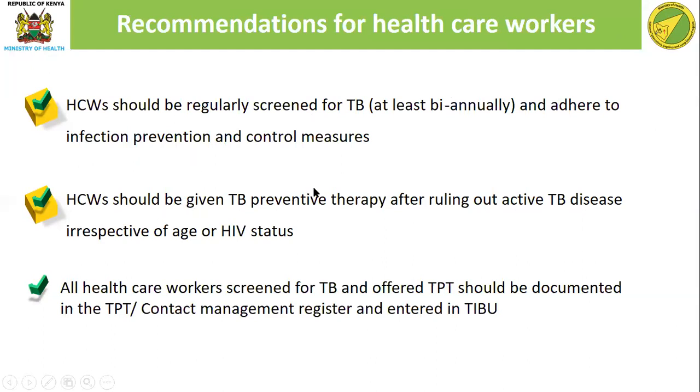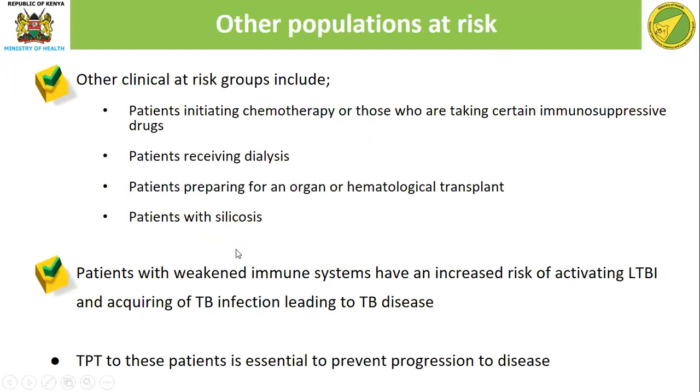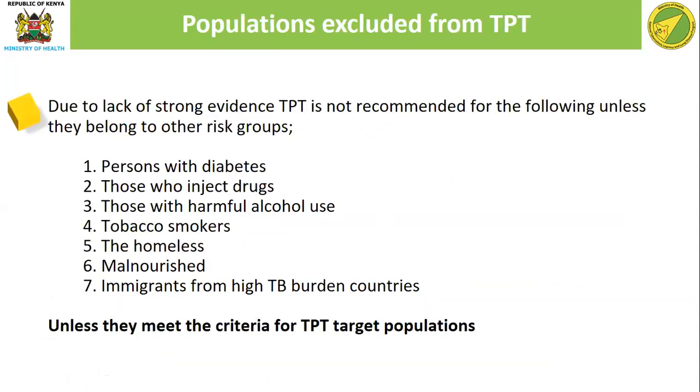Okay, so again, we need to rule out any signs and symptoms of active TB disease before offering TPT. The other clinical risk group is mainly there because of their weakened immunity. I'll not go into those details, but these are patients that are mainly handled by the consultants. So we also have efforts to reach out to a number of consultants who are handling these at-risk populations so that they give TPT before doing the other procedures.